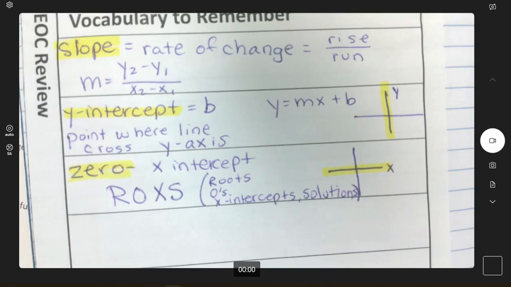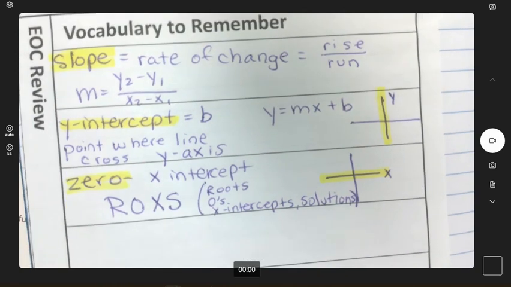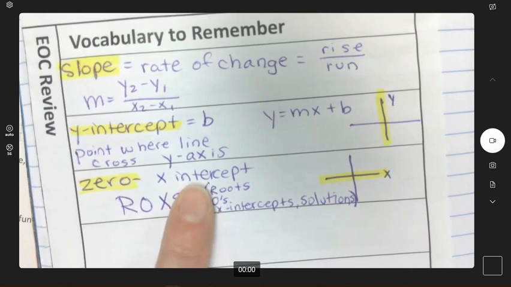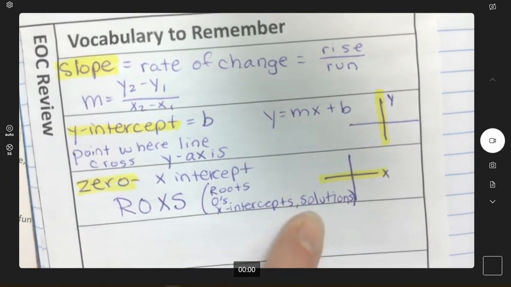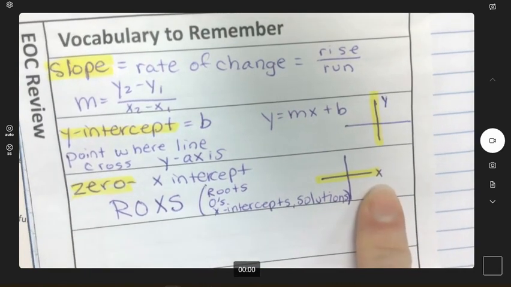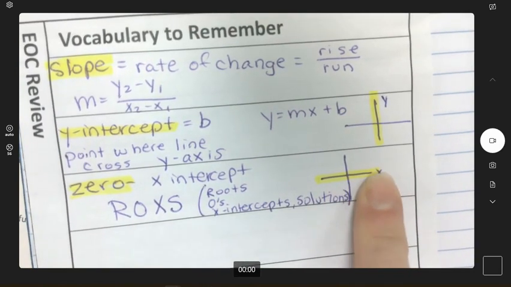Okay, so we are going to add this vocabulary to our unit dividers. So we have slope, y-intercept, and zeros. So remember, zeros are also the x-intercept, but we use the words roots, zeros, x-intercepts, and solutions. So I highlighted the x-axis, so you'd remember what that would be.